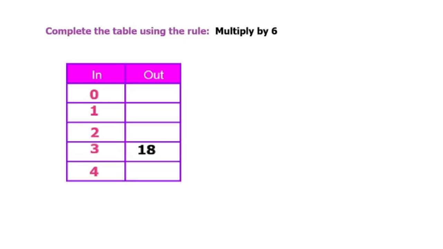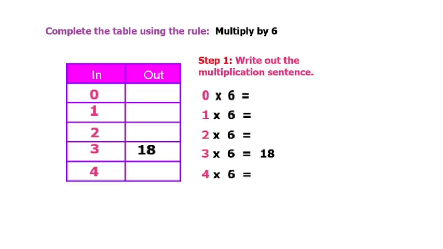In this video, we're going to complete an input-output table for multiplication. So if we have a problem like this that says complete the table using the rule multiply by 6. So these are the numbers on the input side, and we need to figure out the output side using this rule. And 1 is already done. 3 times 6 is given as 18.